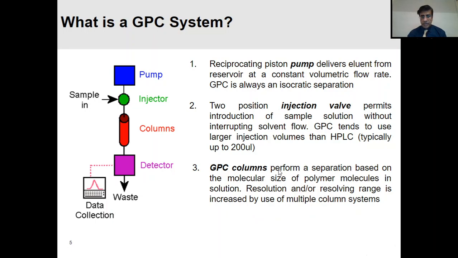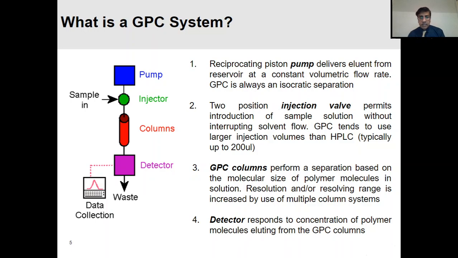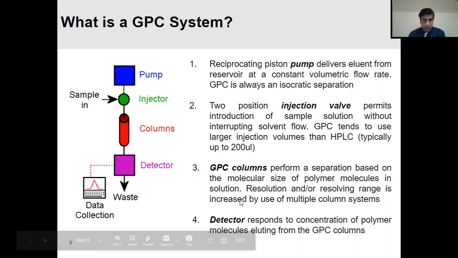Then we have the GPC column, which is usually packed with cross-linked beads used to separate the molecules based on their sizes. The resolution and the range increase by using multiple columns, so as you increase the column size, this can increase. Then we have a detector, and the detector response we usually get is based on the concentration of the polymer molecules present in the eluent from the GPC. So this is the detector.